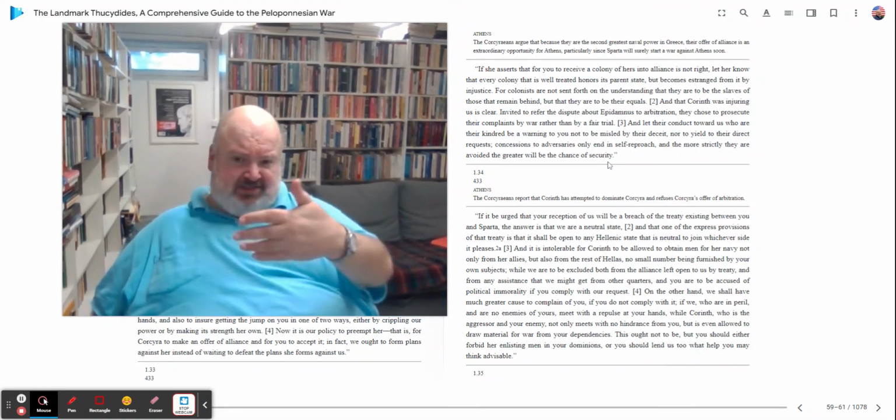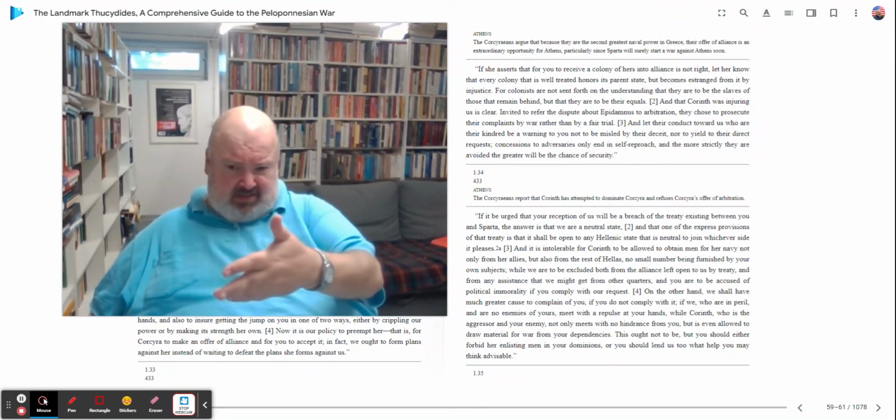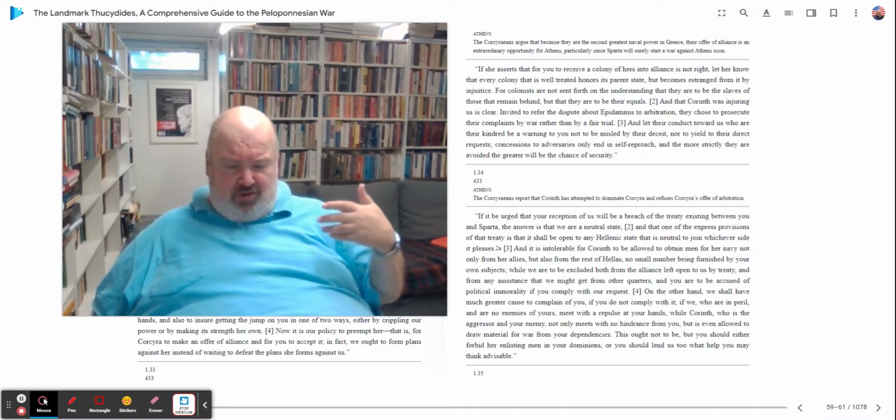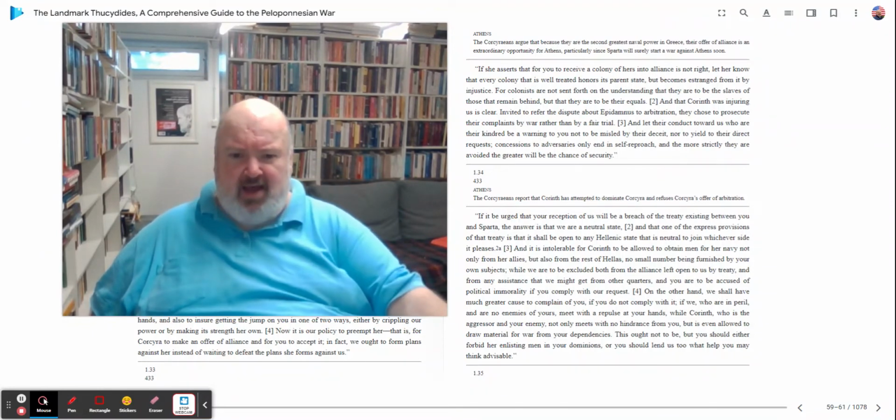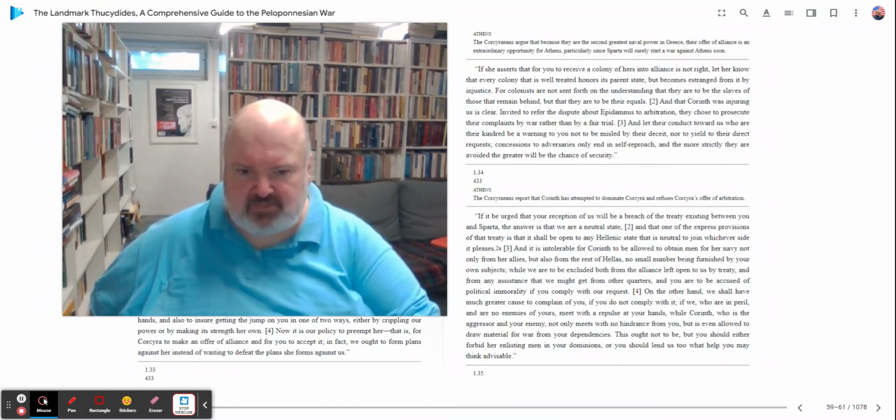In other words, don't give concessions to your enemy. If you give concessions, that's going to be a reproach. And the more you avoid that, the more likely you are to have better security. Now, 35.